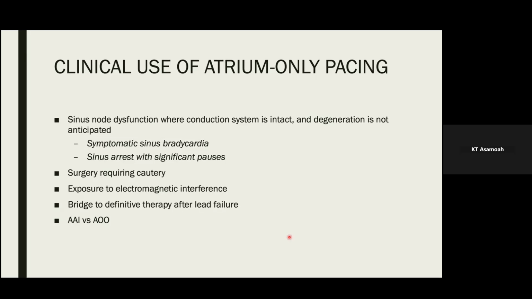Then you would want to do atrium only pacing when you're going to do surgery that requires cautery, because the electrical signal from the electrocautery can be picked up as electrical activity and can trigger a response from the pacemaker. So for that, you tend to use AOO, which is also called asynchronous atrial pacing. So in that case, you're going to do the procedure and you don't want it to interfere with the timing. So then you just set it to pace the atrium at certain regular intervals.